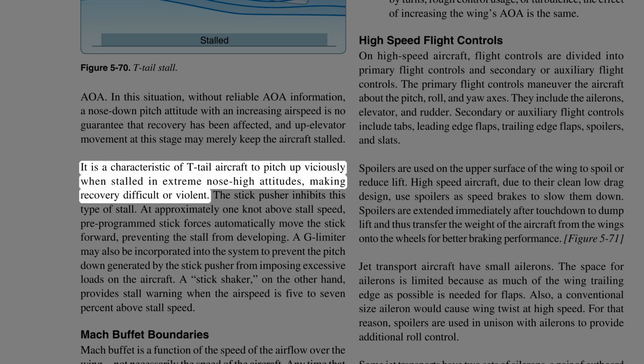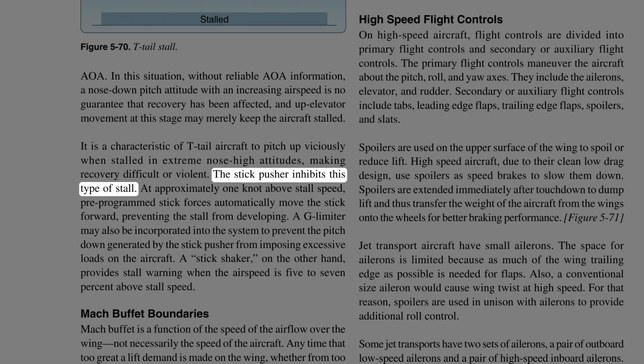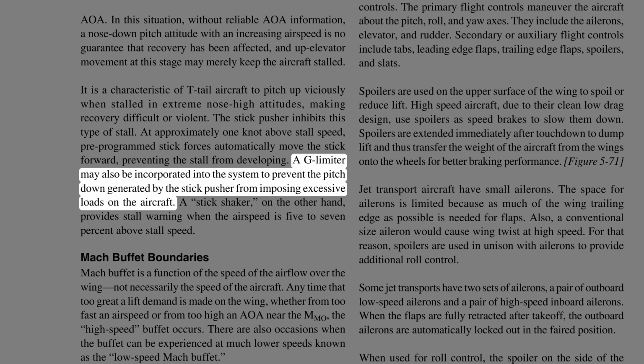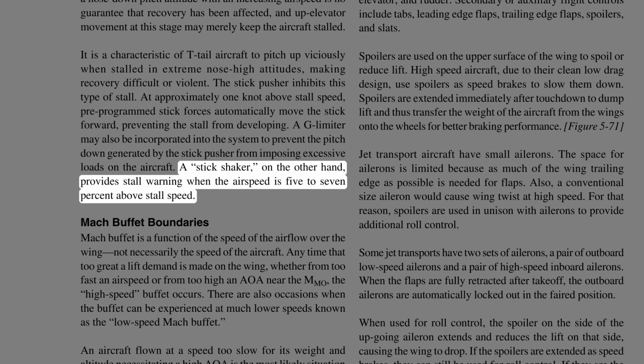It is a characteristic of T-tail aircraft to pitch up viciously when stalled in extreme nose-high attitudes, making recovery difficult or violent. The stick pusher inhibits this type of stall. At approximately 1 knot above stall speed, pre-programmed stick forces automatically move the stick forward, preventing the stall from developing. A G limiter may also be incorporated into the system to prevent the pitch down generated by the stick pusher from imposing excessive loads on the aircraft. A stick shaker, on the other hand, provides stall warning when the airspeed is 5 to 7% above stall speed.